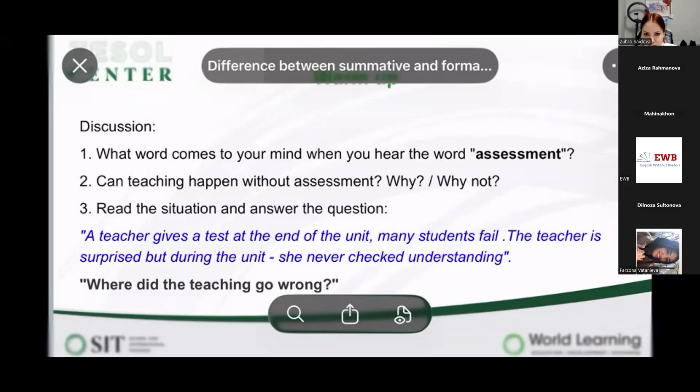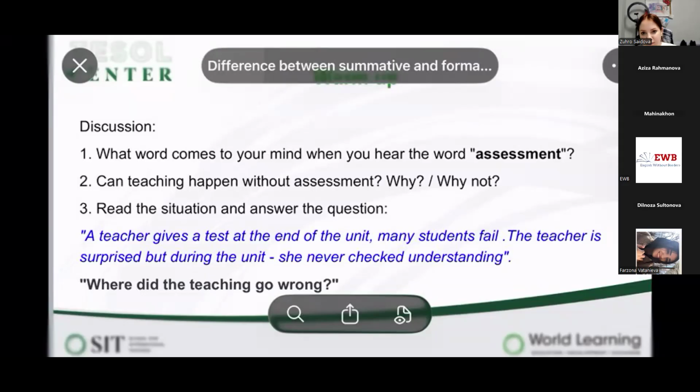Now, let's read the situation and answer the question. A teacher gives a test at the end of the unit. Many students fail. The teacher is surprised, but during the unit, she never checked understanding. So here's the question. Where did the teaching go wrong? No, because assessment helps the teacher see if students understand the lesson. Yeah, correct.